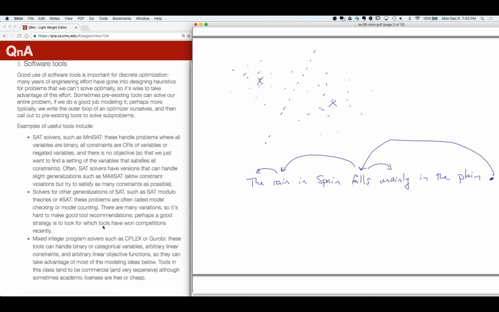And then the other class of tool that I wanted to mention is mixed integer program solvers. And these are, in some sense, the rocket gun of discrete optimization. They're really expensive, really hard to use, but they can be incredibly effective if you can use them correctly. And so these handle binary or categorical variables as well as continuous ones, arbitrary linear constraints, and arbitrary linear objective functions. And so when we talk about modeling ideas below, we can use all of them when we're setting up problems for one of these solvers.